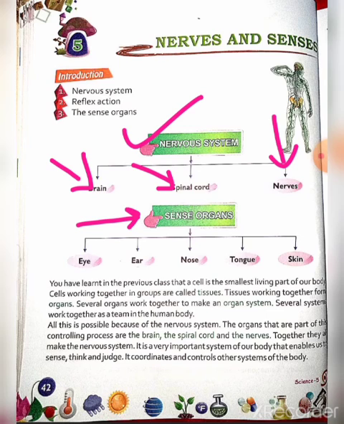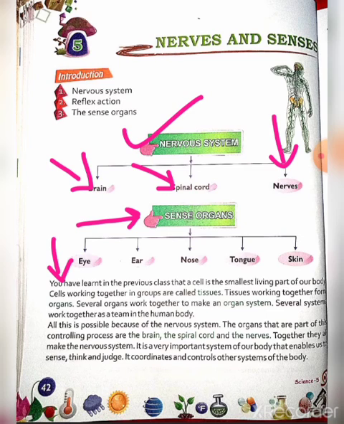Okay, next come to the first line. You have learned in the previous class that a cell is the smallest living part of our body. All of you know a cell is the unit of our body. Then cells working together in groups are called tissues. So a number of cells together are called tissues, a number of tissues together are called an organ, a number of organs together are called an organ system, and a number of organ systems make our body.